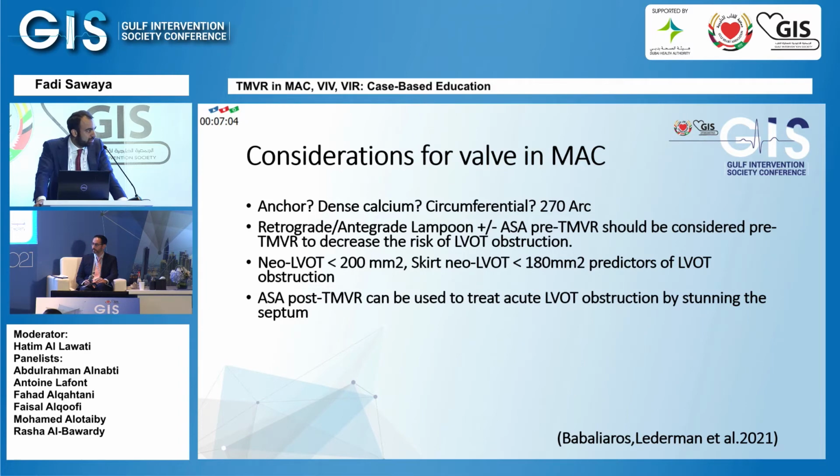Very important to consider the risk of LVOT obstruction. The way to mitigate this is you either do LAMPOON. There are two techniques, antegrade and retrograde LAMPOON. Now everybody is doing almost antegrade LAMPOON. It's easier. And alcohol septal ablation prior to TMVR in MAC should be considered if your neo LVOT is less than 200 or your skirt neo LVOT is less than 180. Alcohol septal ablation post TMVR in MAC can be used to stun the septum. I've done it multiple times and successfully, but it's better to do it in a controlled setting beforehand if you have a suspicion of LVOT obstruction.